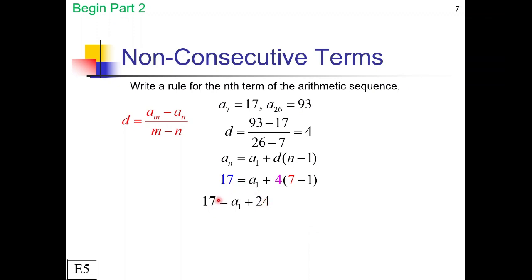17 minus 24 gives us negative 7, so that's my a1 value. Plugging that back in now, we've got negative 7 plus the common difference 4 times n minus 1. And then doing that little simplifying dance at the end, we've got negative 7 plus 4n minus 4. And then combining our constants, we end up with 4n minus 11.